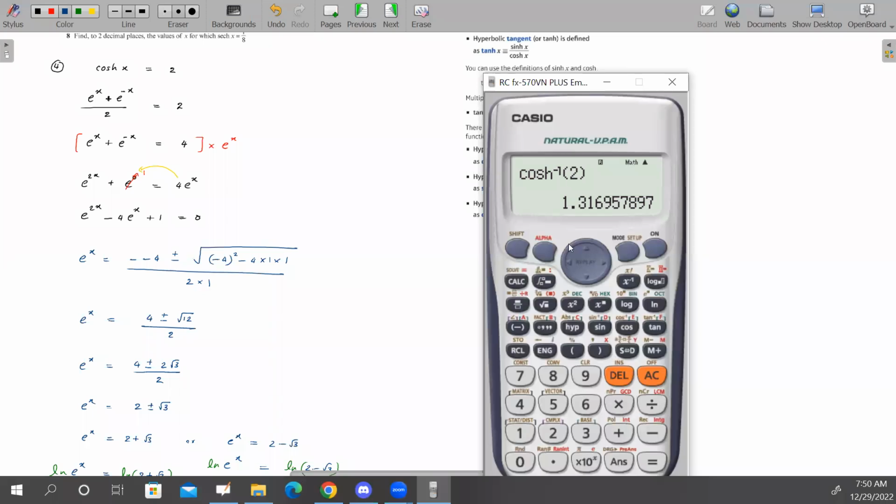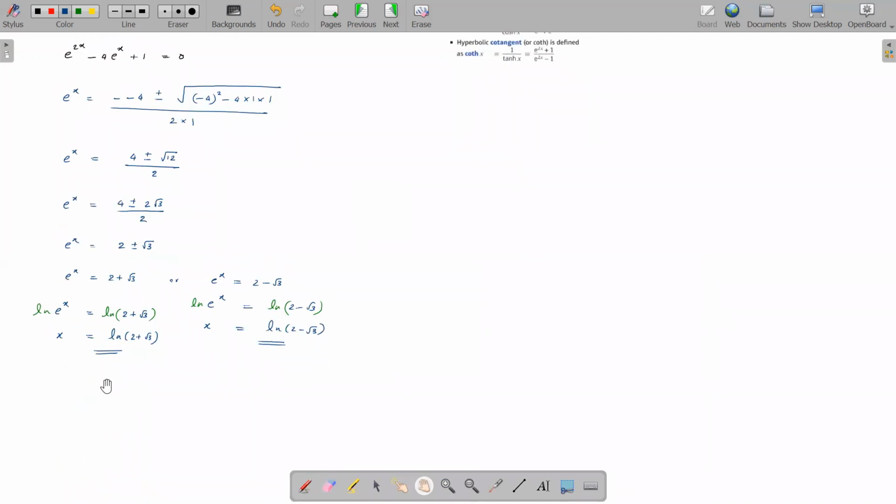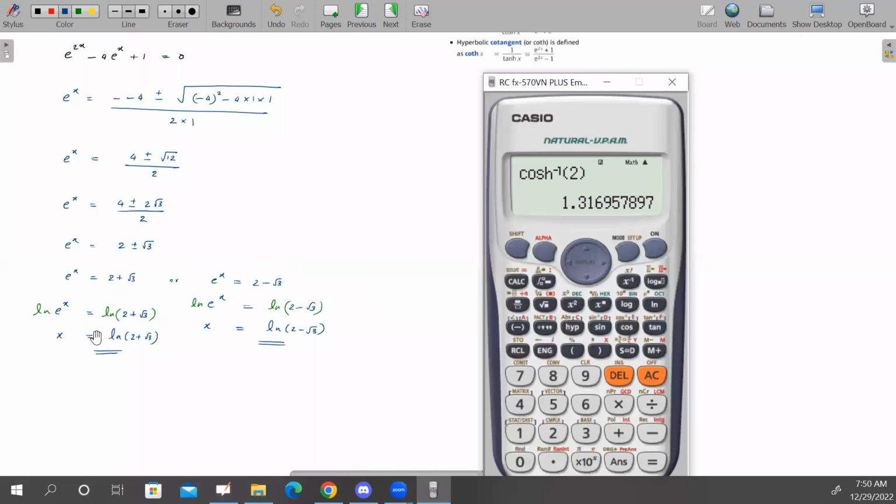So 1.316. I think I'm only getting one answer, right? So no matter how much I try, I'm only getting one answer here. Okay, 1.316. So let's see which one it corresponds to. So probably the positive answer here. Let's type ln of 2 plus root 3.